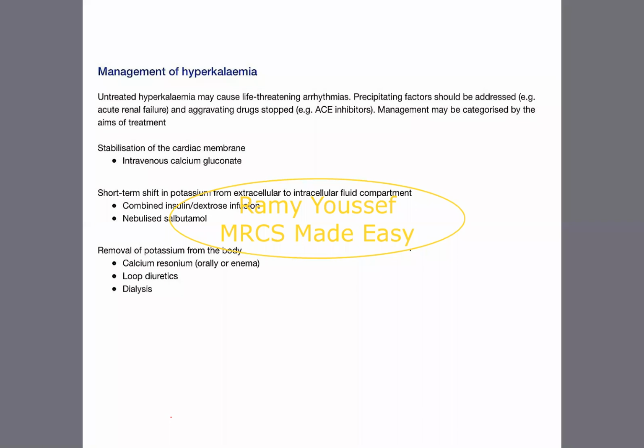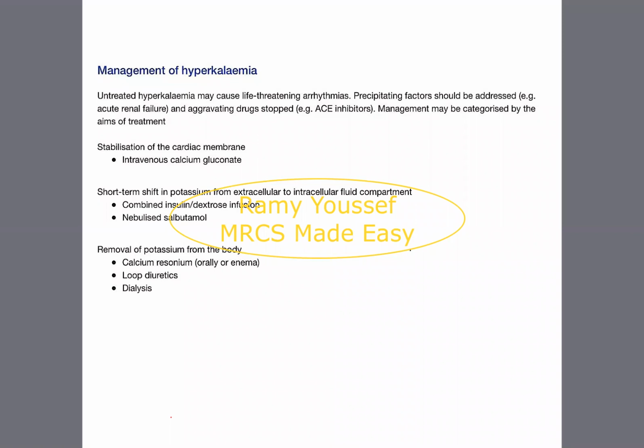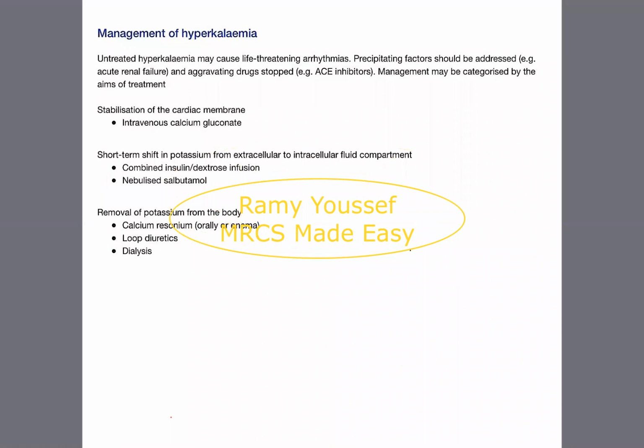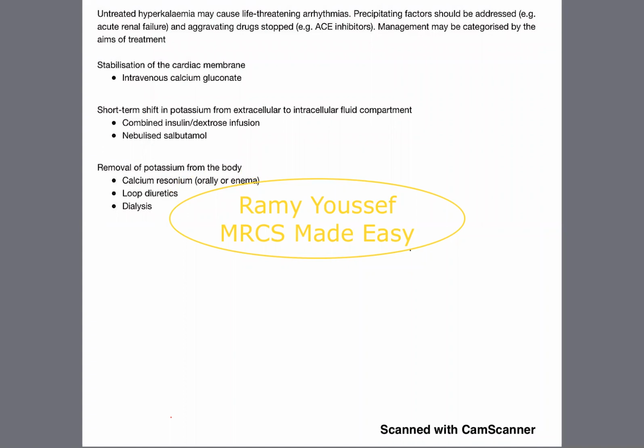Okay, this is the management of hyperkalemia. This is a big station in part B. You have to put in your mind: stabilize the patient's cardiac membrane with intravenous calcium gluconate, then go for the definite management with insulin and dextrose infusion initially, and salbutamol, and also removal of extra potassium from the body by potassium-lowering agents like resonium, diuretics, and dialysis. Dialysis, I think if potassium is more than six, you go for dialysis.